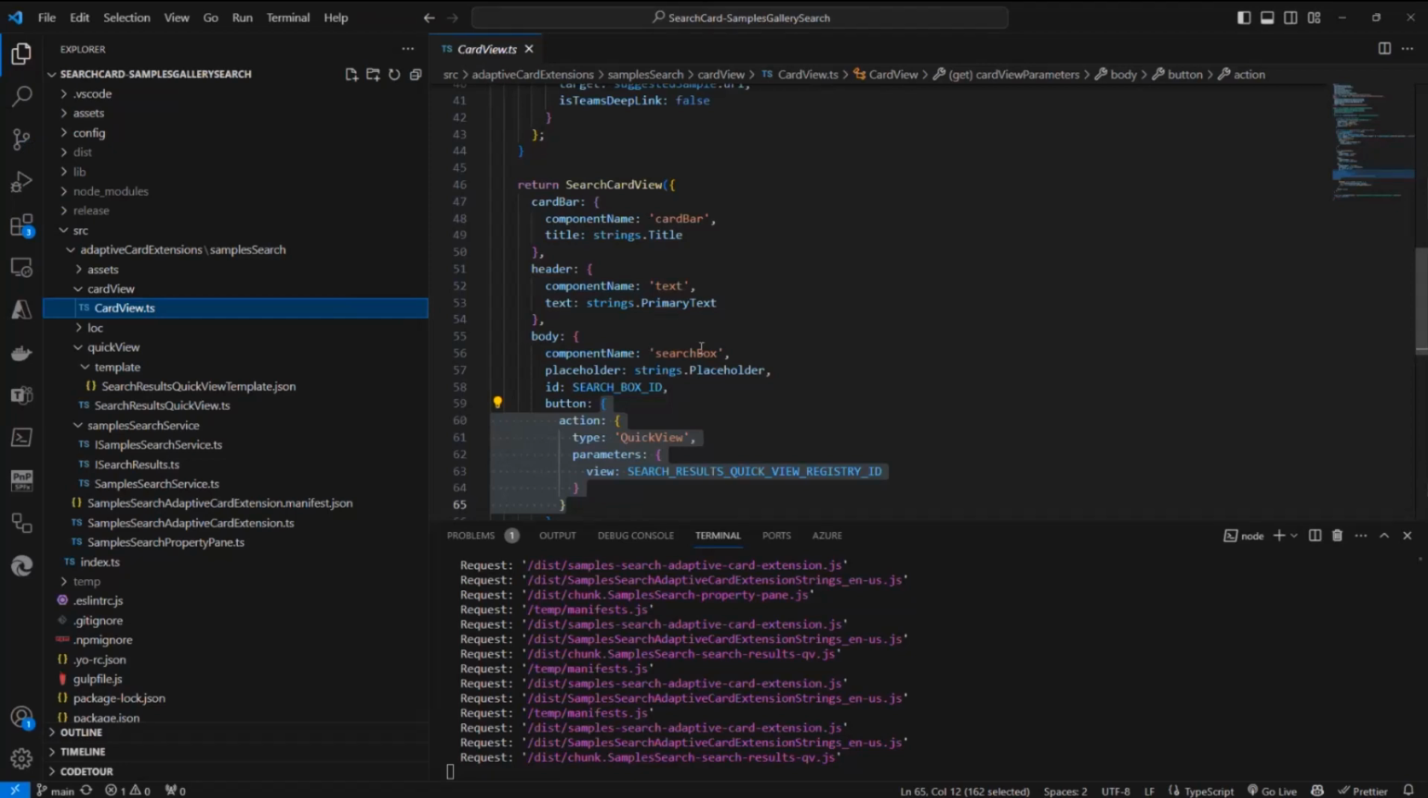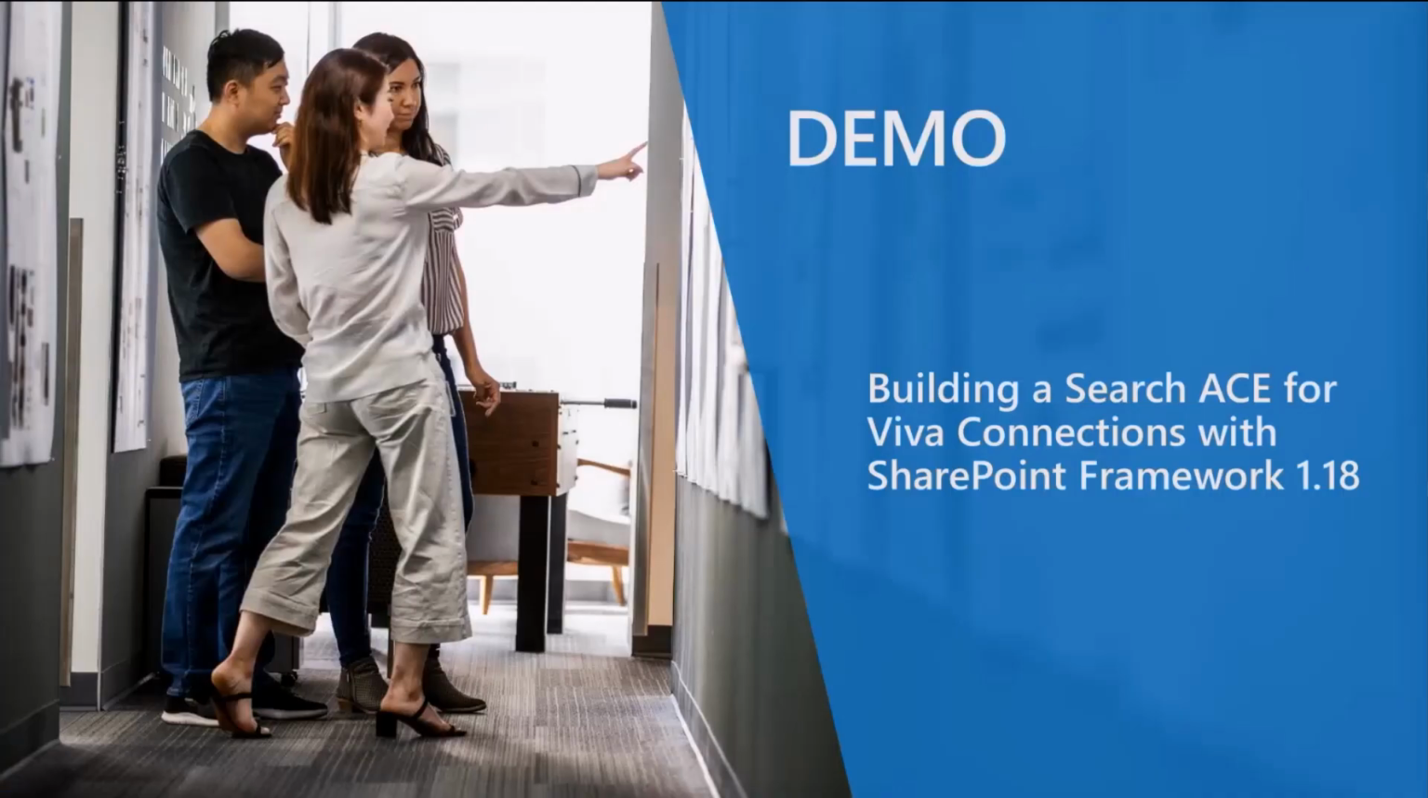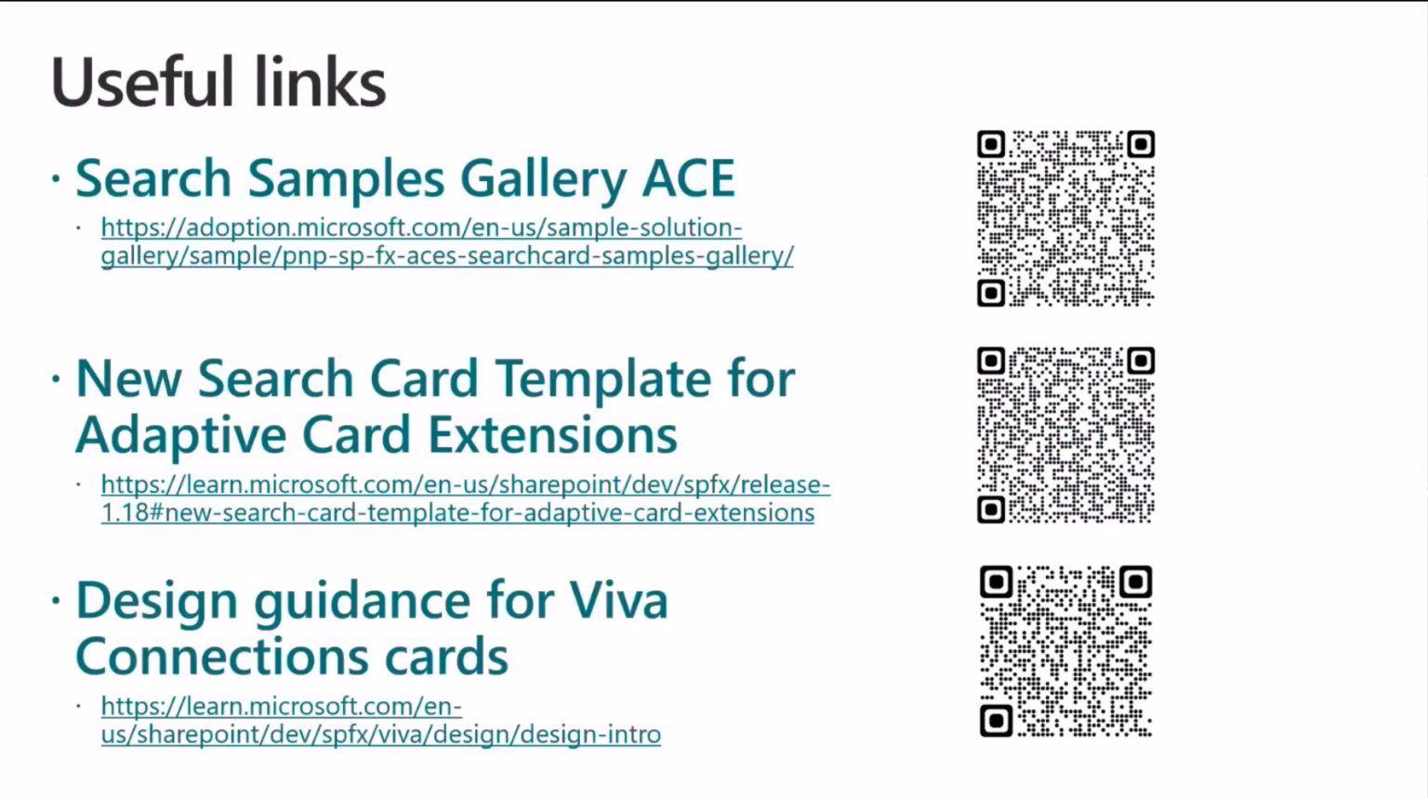I think that's all for this demo. Let me switch briefly to the slide just to share with you a few URLs. So here, again, you can find the sample in the sample gallery. And here you can find a couple of useful links if you want to dig into how you can create your own search cards using SharePoint Framework and the Viva Connection dashboard. I think that's all for me. So back to you, Garry.